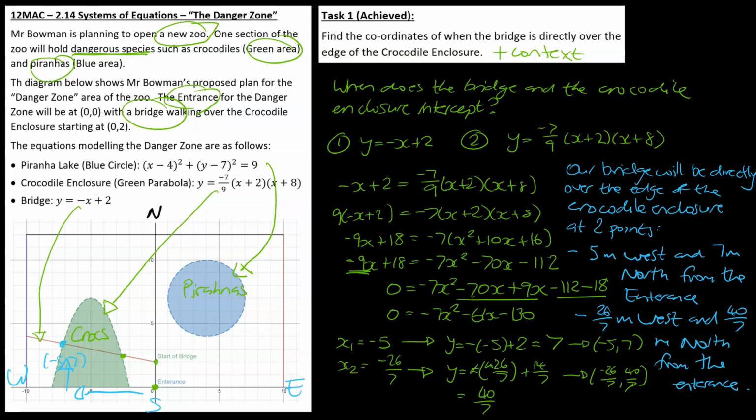I think that really explains it in context. Just reflecting on what we wrote, we've mentioned the bridge, which is a really important part. We've mentioned the edge of the crocodile enclosure, really good. And we've gone beyond our coordinate. We've mentioned how it changes east to west, and how it changes north to west.